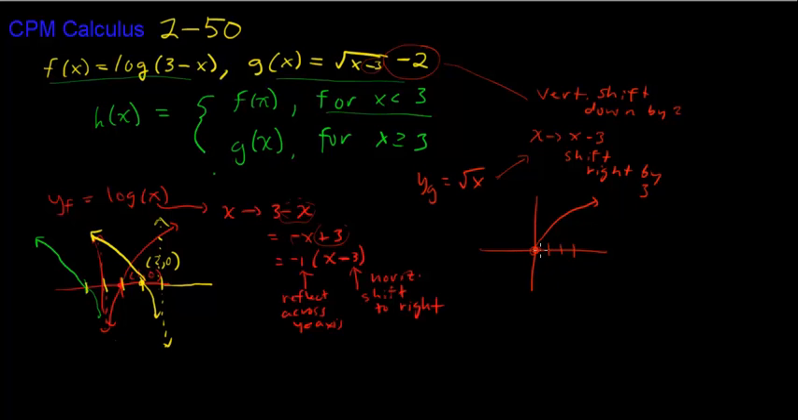So I'm just going to do this in one quick step. So we're going to go to the right by 3. So starting here, 1, 2, 3 to the right, and 2 down. 1, 2 down. Okay? So this is now g of x. So let's put this on the same axis.